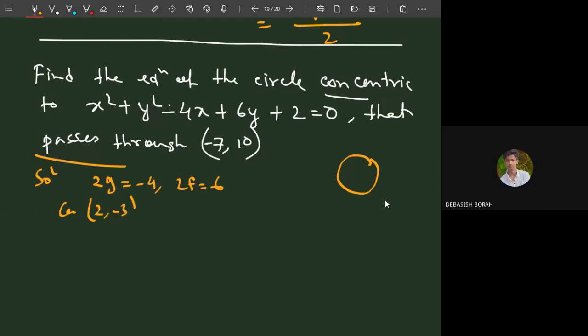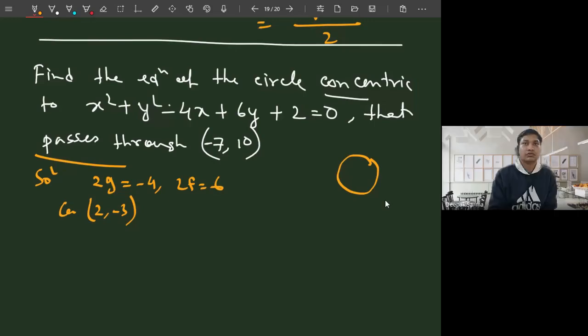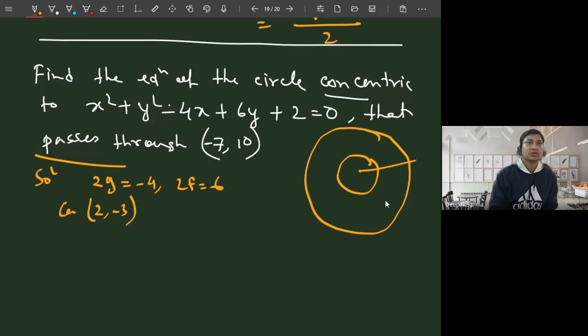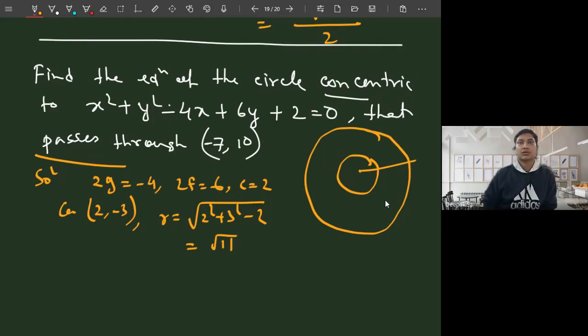And 2, minus 3. So, if you have a circle which is concentric to this one, it will have the same center, isn't it? Center is this one. So, from this one here, what is the radius? Radius of the given circle you can find: 2 square plus 3 square minus 2. So radius of this circle is root over 11.